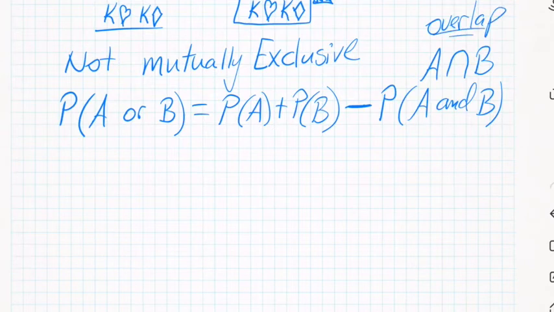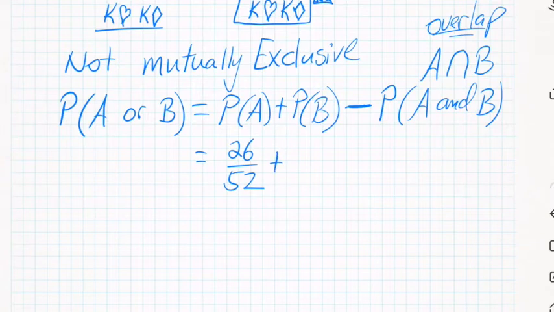The number in their overlap. So they overlap with 2, King of Hearts, King of Diamonds. So the probability of a card being red is going to be 26 out of 52. You could write 1/2, but it's easier to keep things with a common denominator. So I'm going to leave it as 26 out of 52.